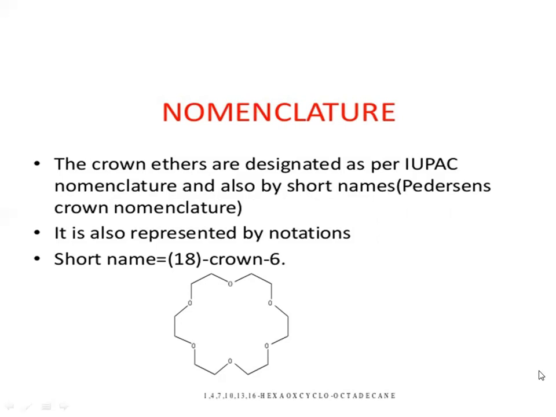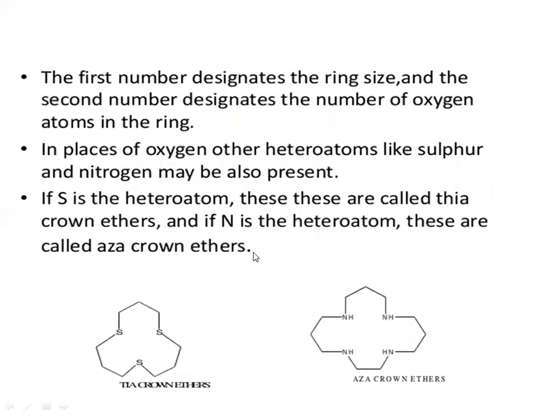If you see this structure, the total number of atoms is 18, and after that we add the name crown, and 6 is the number of oxygen atoms present in that compound. So the final name of this compound will be 18-crown-6. The first number designates the ring size and the second number designates the number of oxygen atoms in the ring. In place of oxygen, other heteroatoms like sulfur can be used.